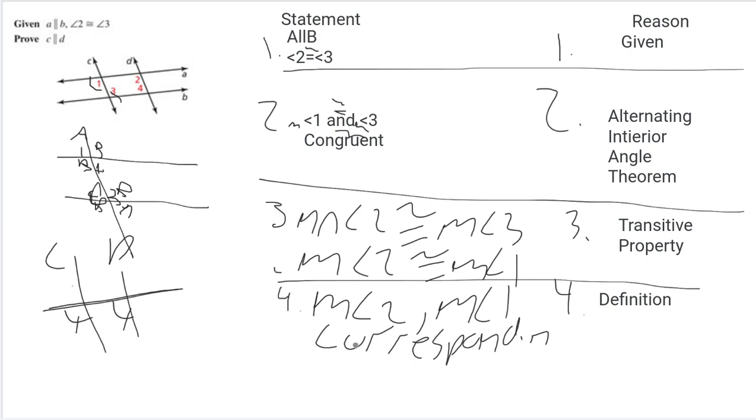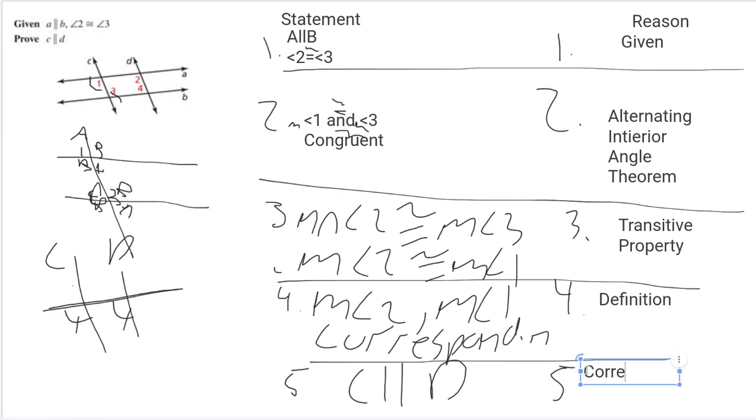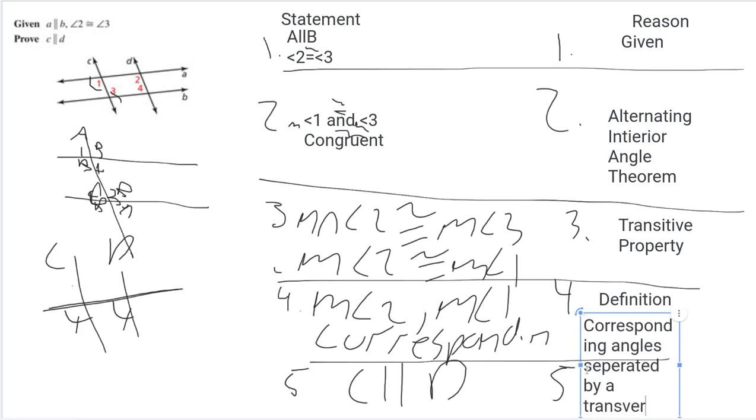And then my last step is C is parallel to D. My rationale for that is corresponding angles separated by a transversal are parallel.